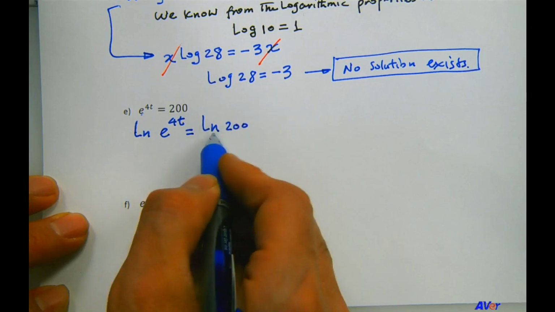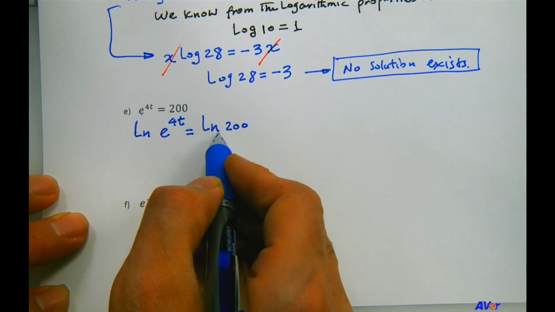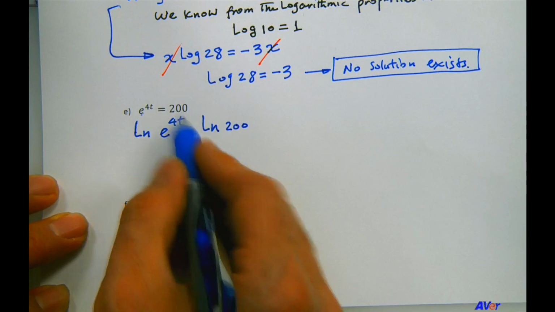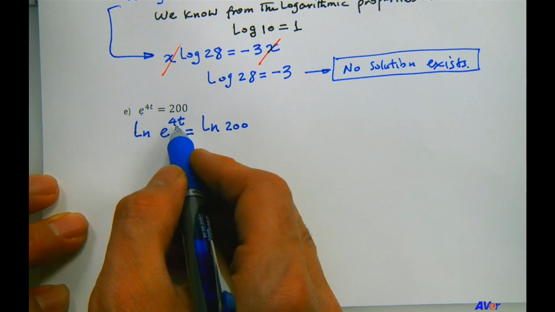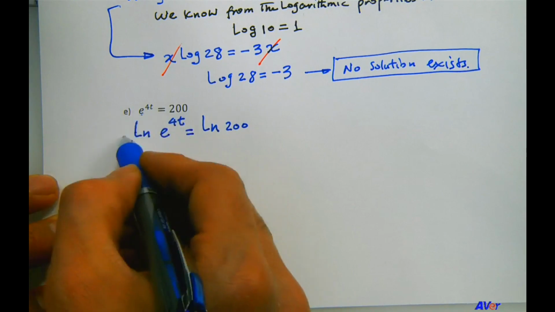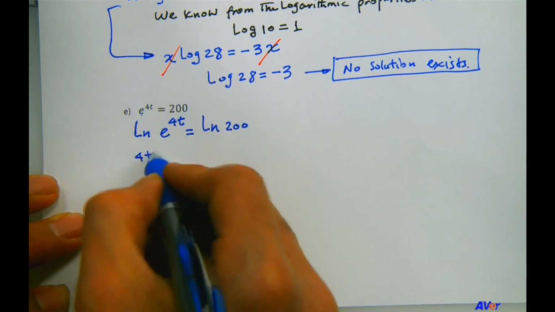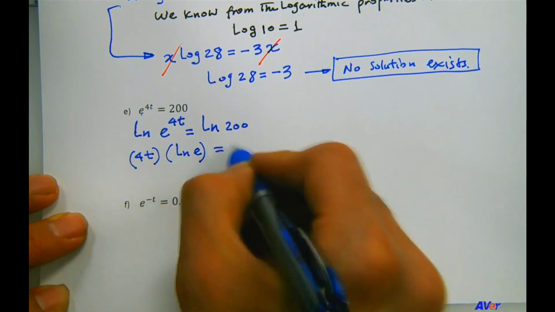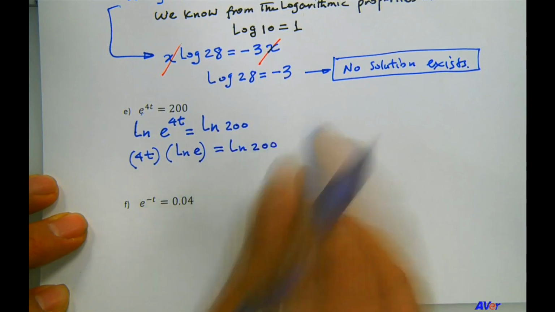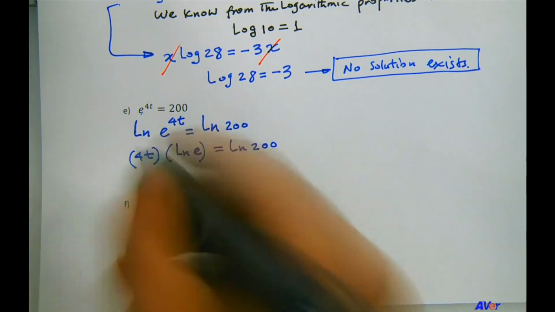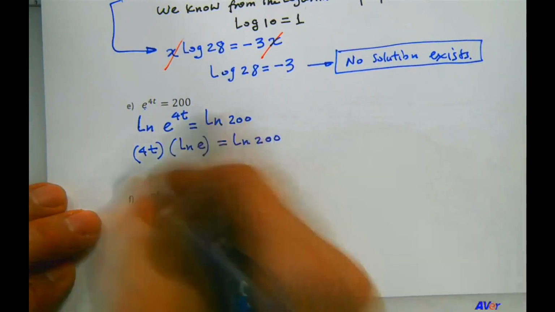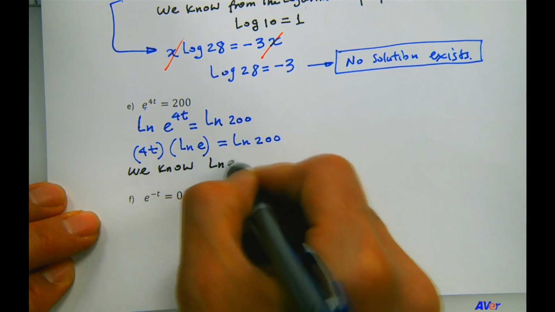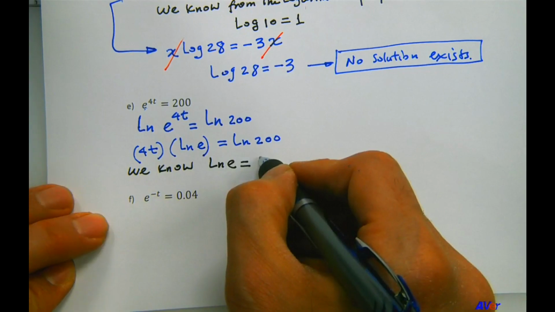That side we can then calculate with our calculator if we are allowed to do it. On the left, though, can we simplify this? Absolutely. This 4t, we learned about a property last time that says this exponent can come in front. So 4t times natural log of e equals natural log of 200. But we know from the properties again, one of the properties we learned last time said that natural log of e is equal to, do you remember what property that was?